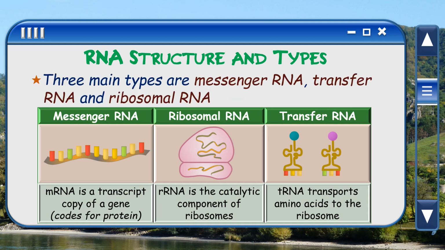Three main types of RNA: we have messenger RNA, transfer RNA, and ribosomal RNA. We have seen those ones.